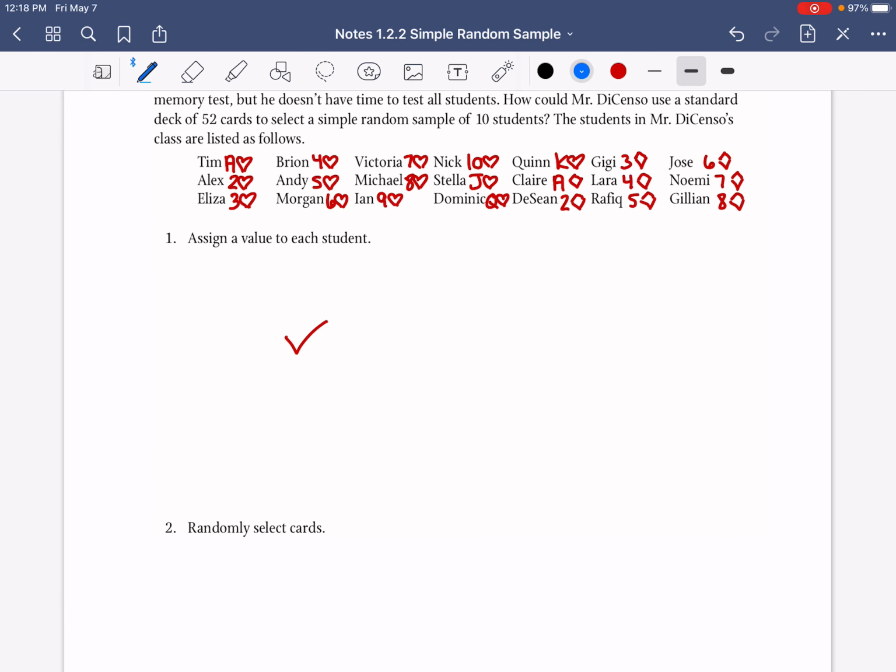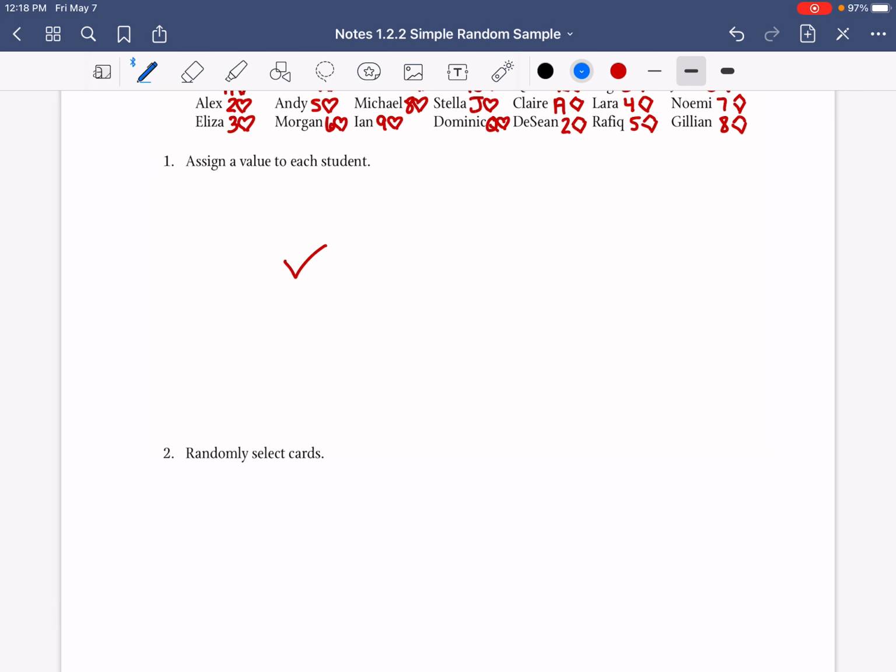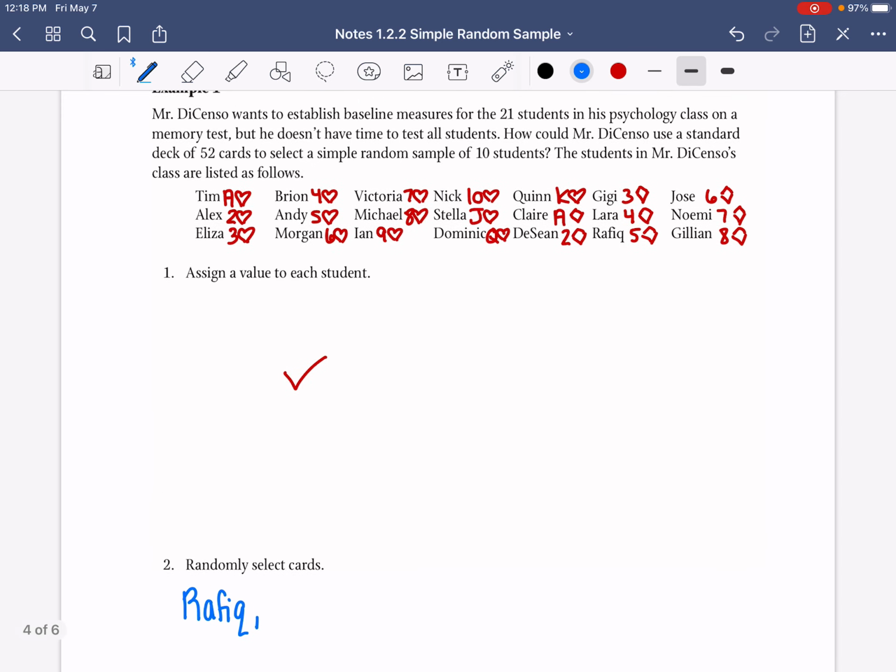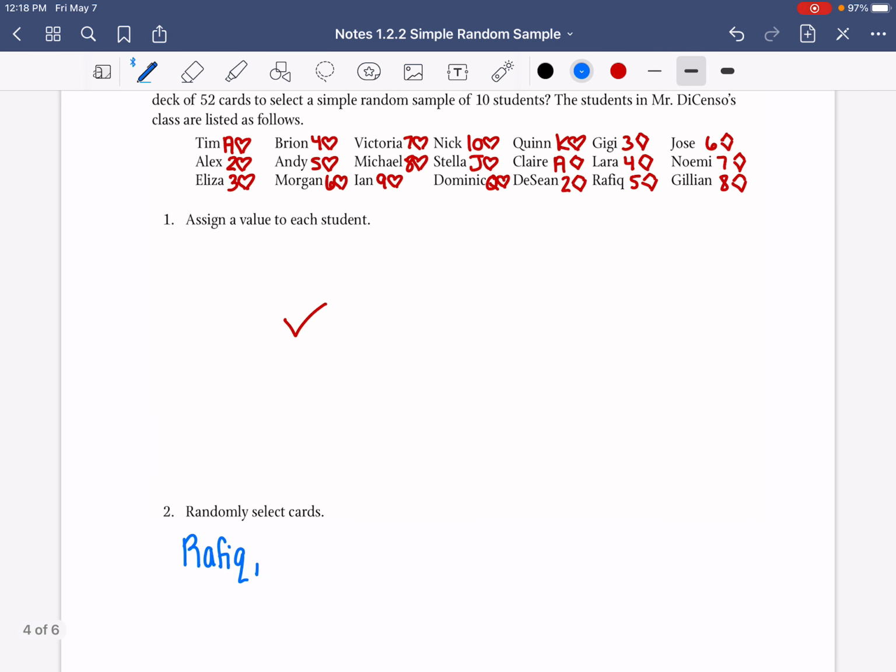All right, so my first one is the 5 of diamonds. So that means that Rafiq is going to be our first one. And then, let's see, I have the ace of hearts, so we're going to use Tim. I got the 8 of diamonds, so that's Gillian. I have the 4 of diamonds, so that's Laura. I have the 6 of hearts, so that's Morgan. I have the 5 of hearts, so that's Andy.